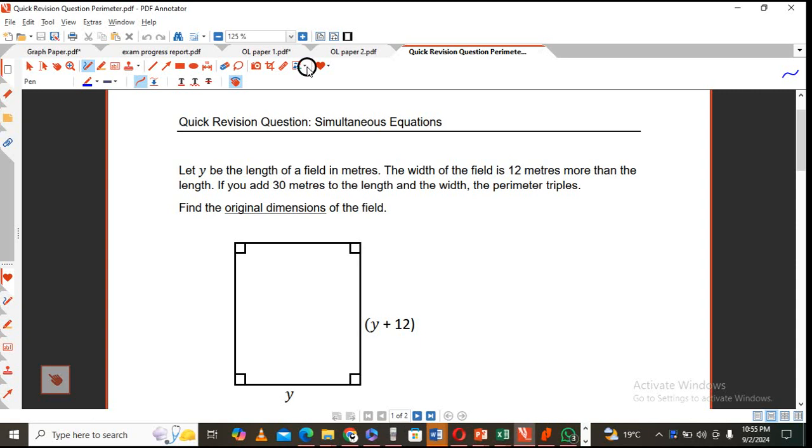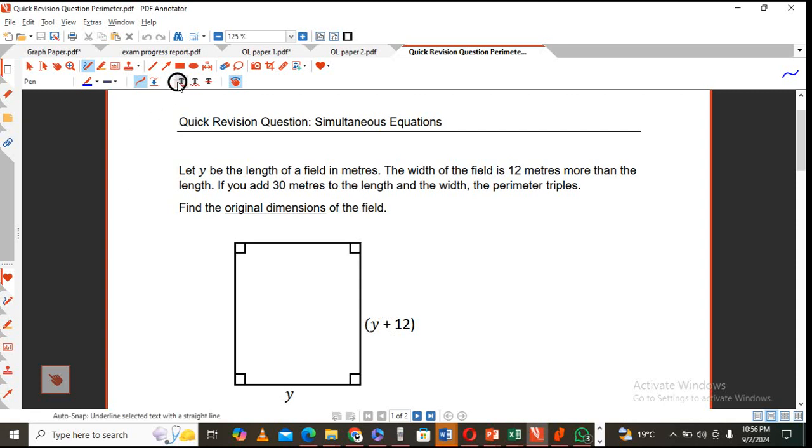Hi, I have a quick revision question here. It's essentially a question where a diagram will help you. It says the length of a field is y meters, then the width of the field is 12 meters more, as you can see, I indicated by adding the 12 to the y.